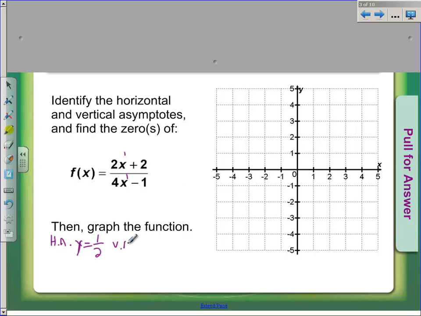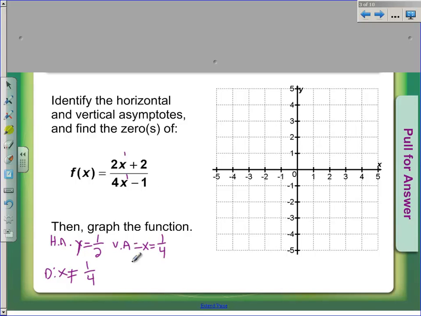Our vertical asymptote is going to be when the bottom equals 0, and that's at, we've set 4x minus 1 equal to 0, at 1/4. And we also have to make sure that doesn't make the top 0 because it might have been a hole, but it doesn't. If you plug in 1/4 for x, it doesn't. So we know that our domain is x cannot equal 1/4.